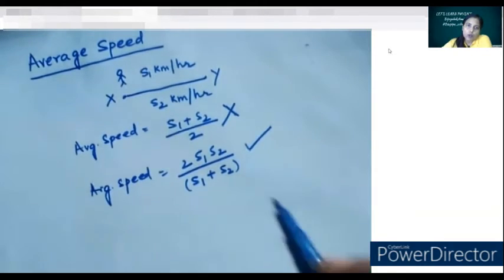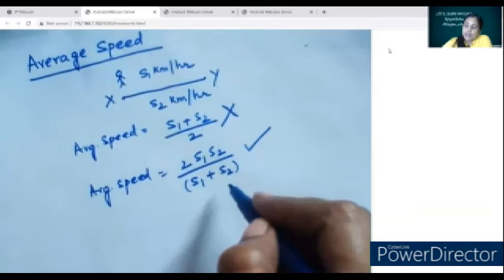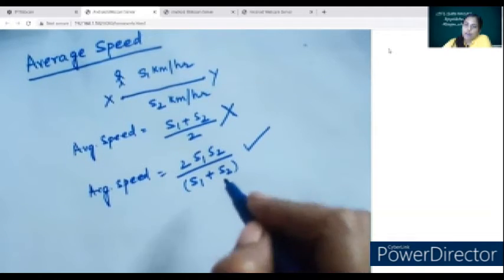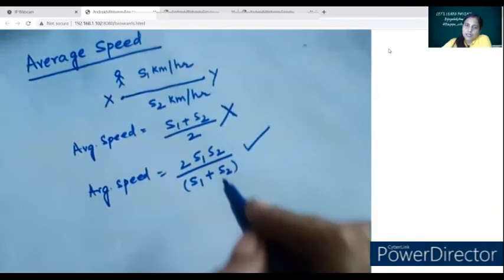Some of you can solve it. Please solve it, because I would give you a hint that you can derive it using your formula of speed, that is distance by time.